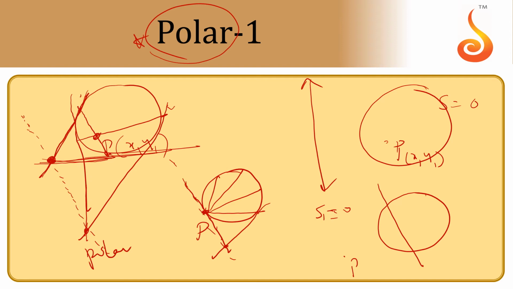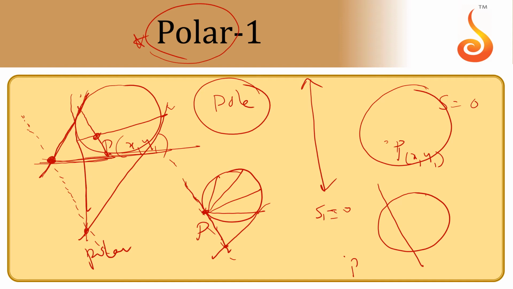If it is outside, point P lies outside, polar cuts the circle because it should become chord of contact. If point lies on the circle, it should be a tangent to the circle. If point lies inside the circle, polar lies outside the circle. This is about polar. Now, the point P is called pole.